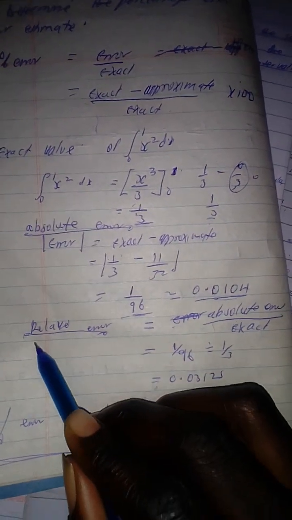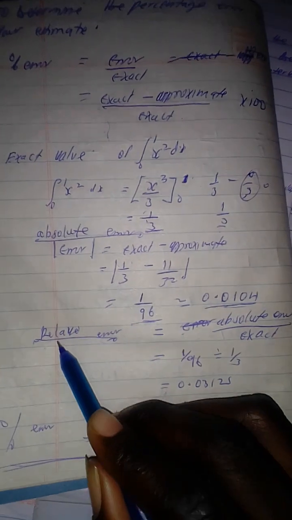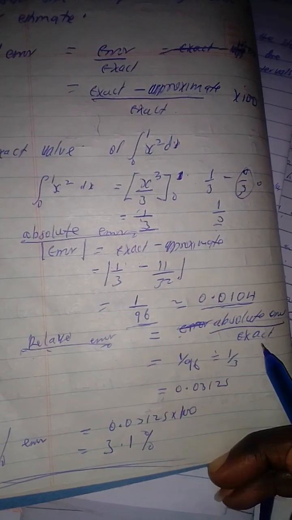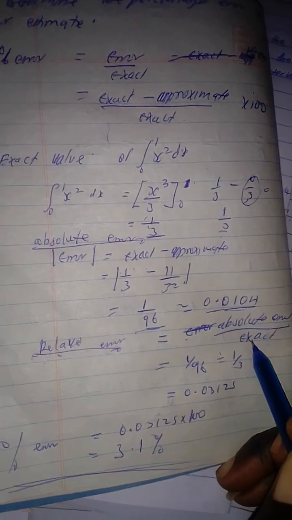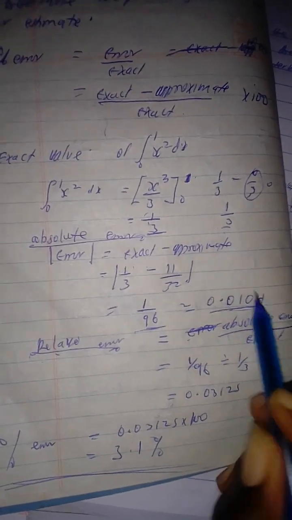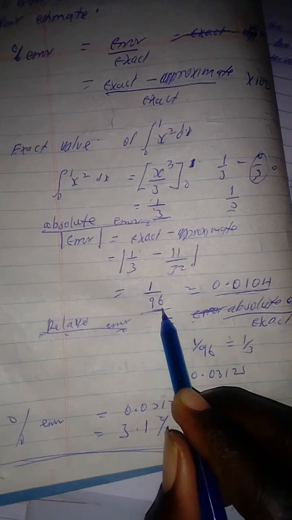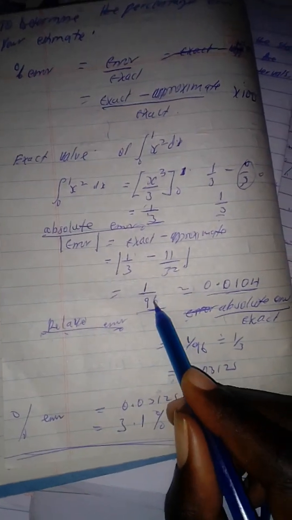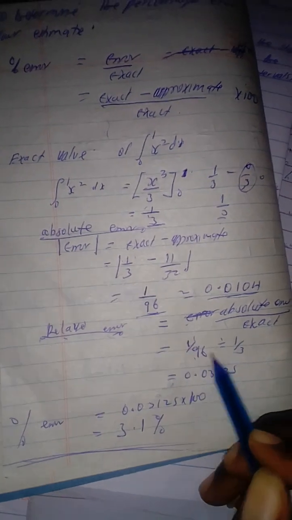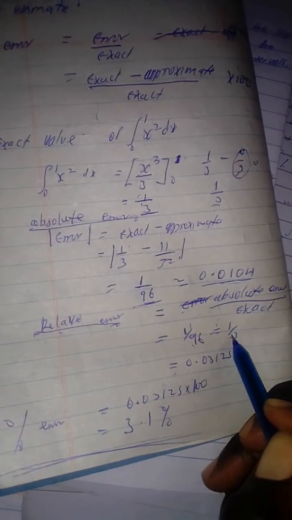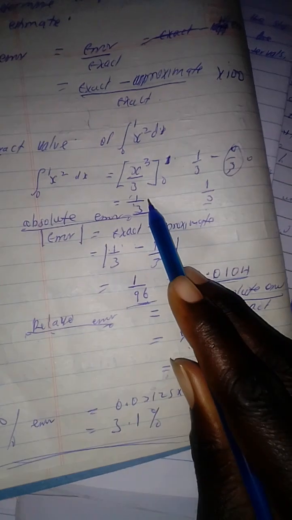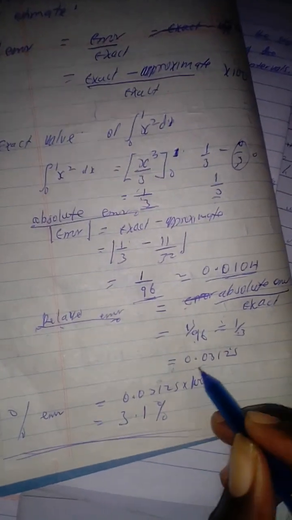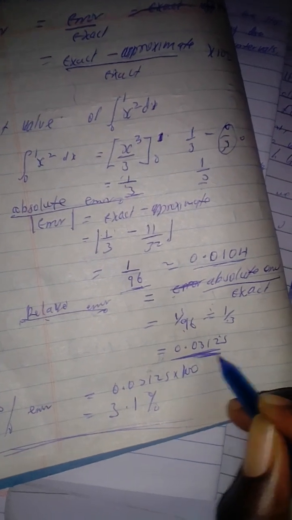Now, what is the relative error? Remember, the relative error is the absolute error over the exact. Remember, the absolute error is the same as this one which you have gotten. So what are we going to do? We get the absolute error, which is 1 over 96, divided by the exact value, which is 1 over 3. Meaning this one is now our relative error.